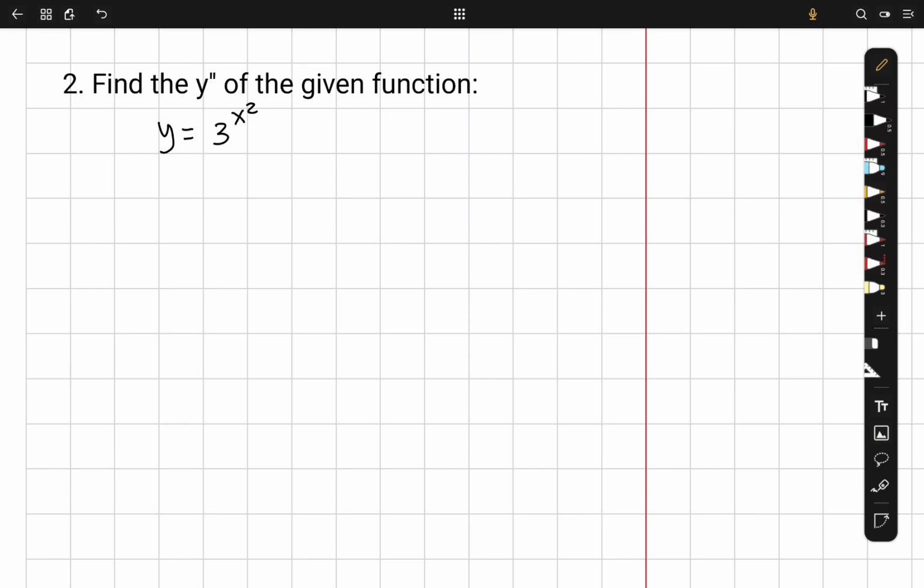So, ang gagamitin natin na formula for that is yung ating a raised to u. Yung derivative natin for a raised to u. So, ano ba yung formula for derivative ng a raised to u? That is derivative of a raised to u all over dx.